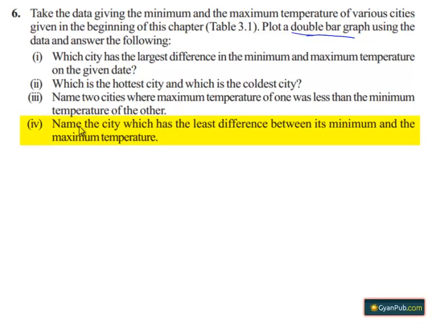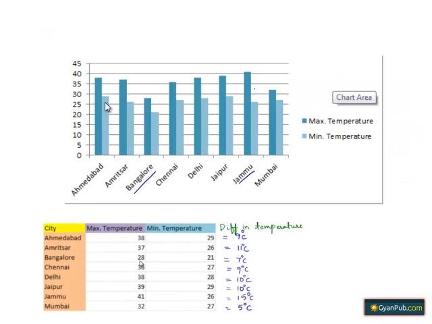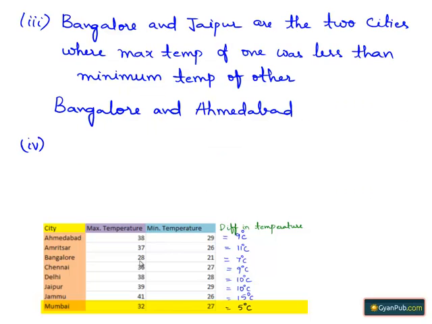Now moving on to the question number 4. Name the city which has the least difference between its minimum and the maximum temperature. Now when we see the bar graph, here we find that Mumbai has the least difference between its minimum and the maximum temperature. So the solution for the fourth part is Mumbai has the least difference between its minimum and the maximum temperature.